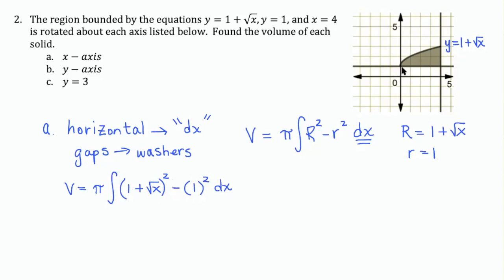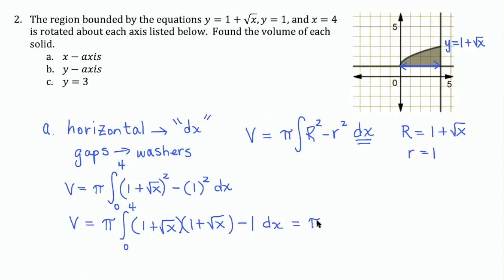The x values, I look at the shape and they all stay between these two values on the x-axis, so that's from 0 to 4. Now again, I'm going to caution you when you're working through squaring this first term. Again, you cannot just square both parts. That's an illegal move. You instead need to write it as 1 plus radical x times 1 plus radical x. 1 squared is fortunately just going to be 1.